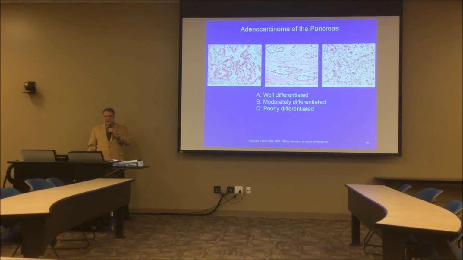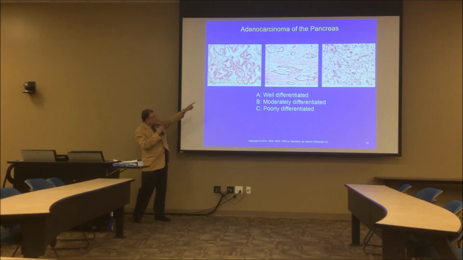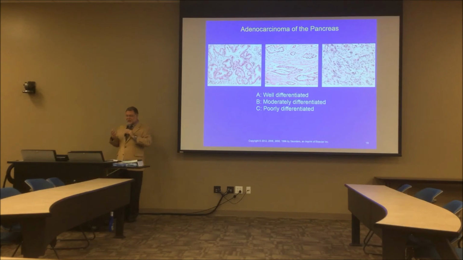So there are 3 different ways of looking at this adenocarcinoma of the pancreas: a well-differentiated pattern, a moderately differentiated one, and a poorly differentiated type. The less differentiated it is, the more aggressive it will be.